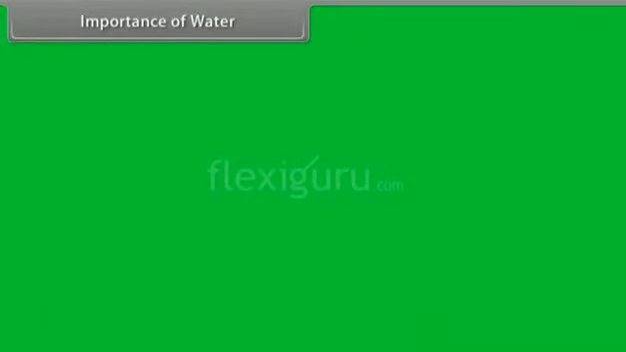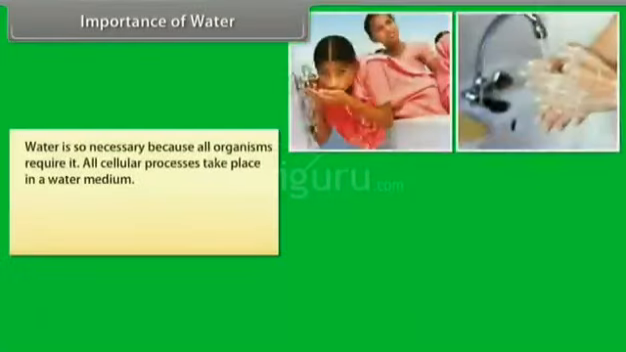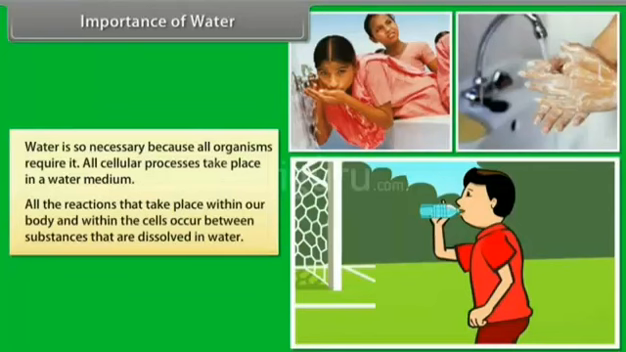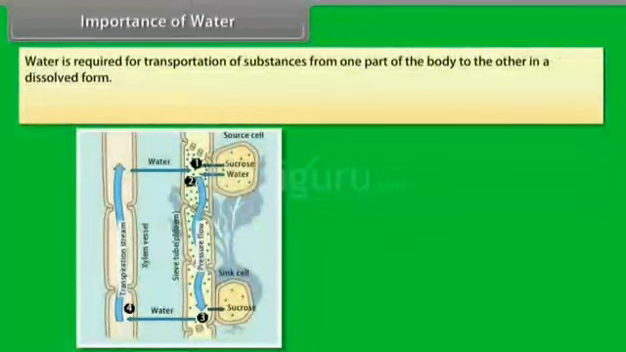Importance of water. Water is so necessary because all organisms require it. All cellular processes take place in a water medium. All the reactions that take place within our body and within the cells occur between substances that are dissolved in water. Water is required for transportation of substances from one part of the body to the other in a dissolved form.